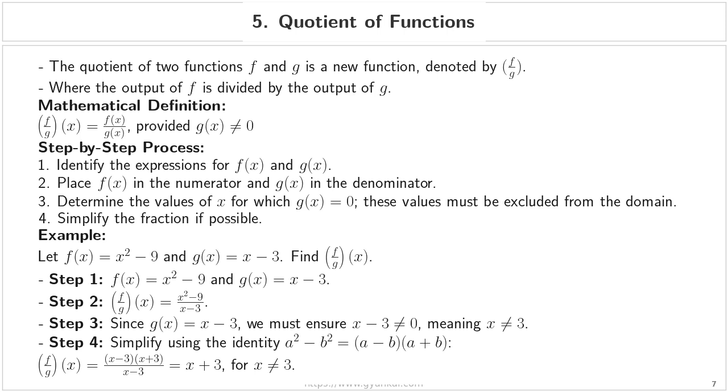You might recognize the numerator as a difference of squares. We can factor x squared minus 9 into the quantity x minus 3 multiplied by the quantity x plus 3. This gives us a fraction where the quantity x minus 3 is in both the numerator and the denominator. We can cancel these terms out, leaving us with the simplified result, f over g of x equals x plus 3, with the essential condition that x is not equal to 3.